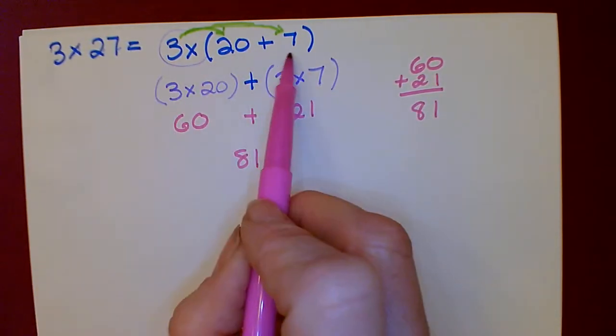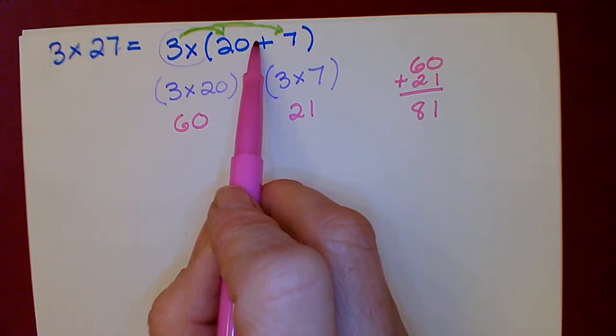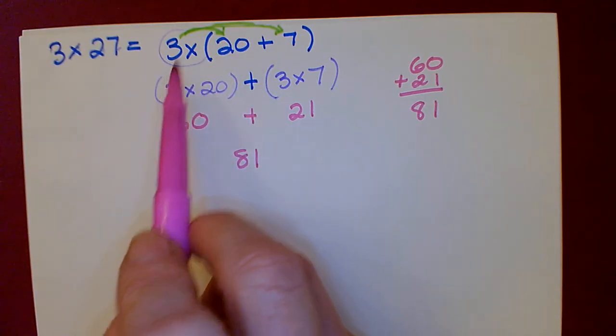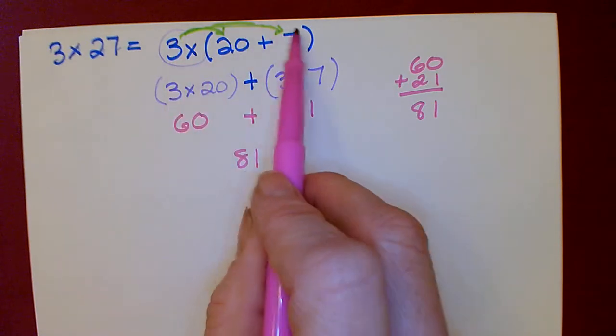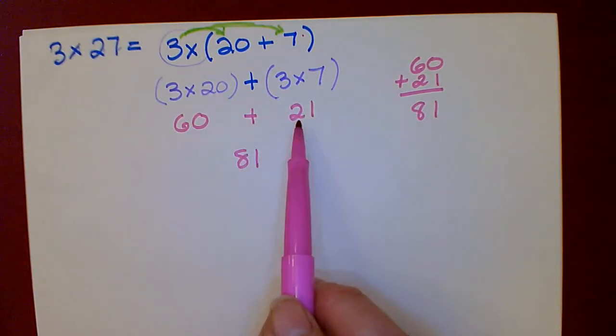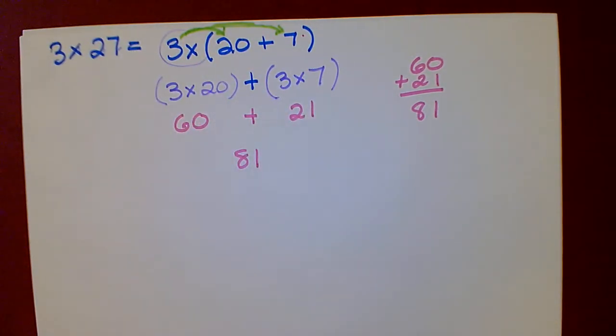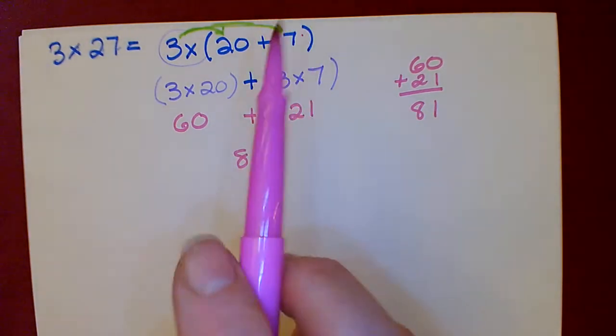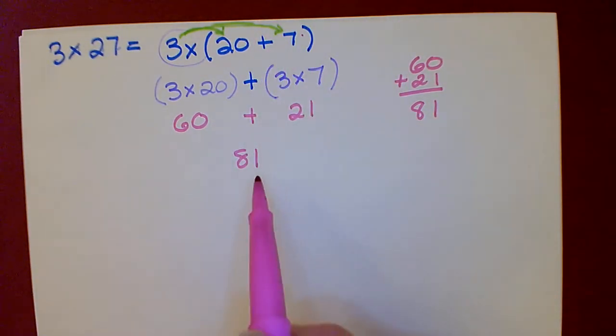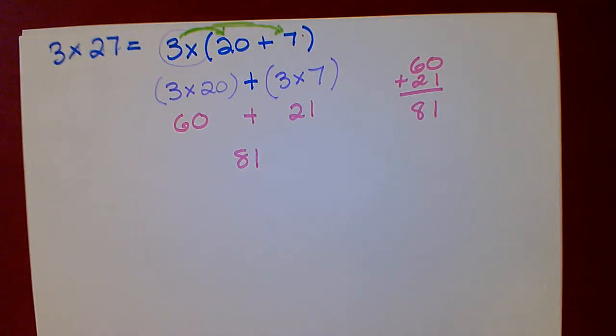So remember, the first thing we did was we wrote the 27 in expanded form. Then we distributed. We multiplied the 3 times the 20 and the 3 times the 7. And then we just had to use our zero trick, and then we had to add them together. So expanded form, distribute, zero trick, add. Very, very easy.